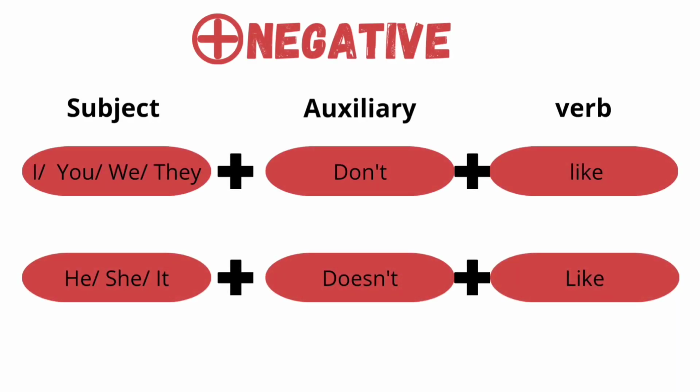In negative form, we use the subject plus the auxiliary don't, plus the verb. And in the third person singular, we use the auxiliary doesn't, plus the verb.